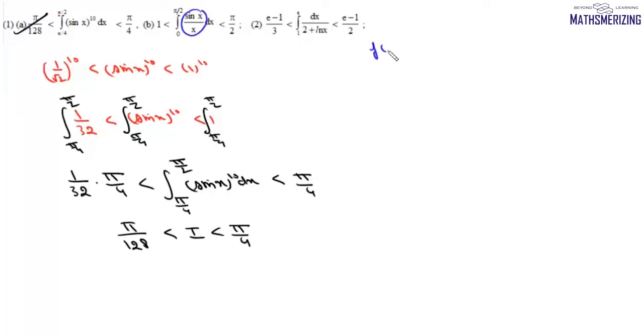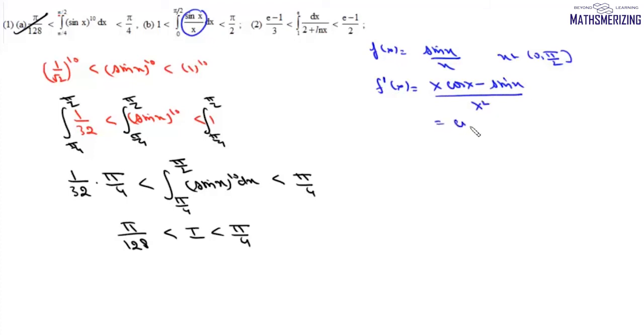So we'll take the function f(x) as sin x upon x in the interval 0 to pi by 2. f'(x) will be simply (x cos x minus sin x) upon x square. Now we'll take cos x common. We can write cos x into (x minus tan x) upon x square.